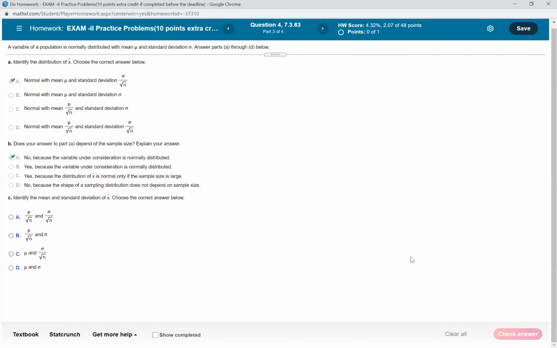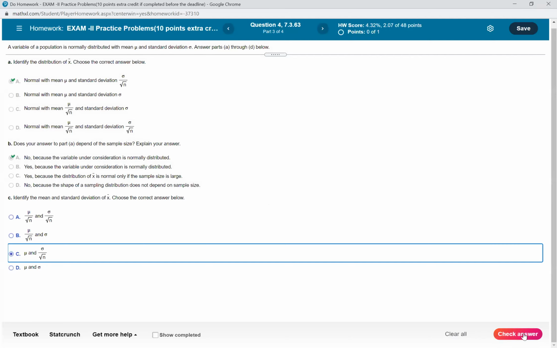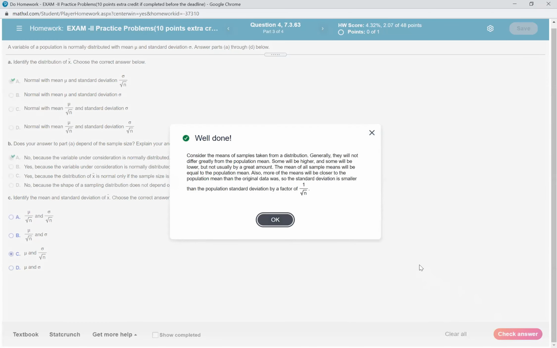So the next part is identify the mean and standard deviation of x bar. We already have the mean and standard deviation, right? This is mu and sigma over square root of n. So the answer should be this one. Yes.